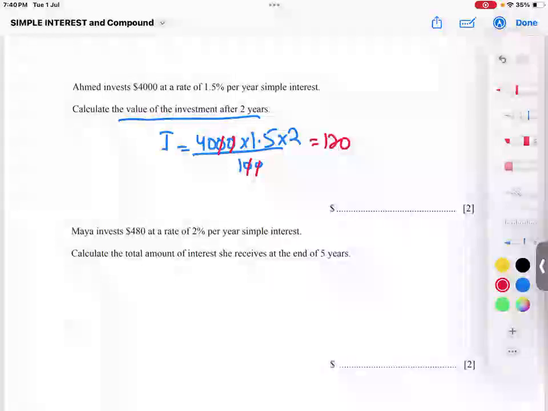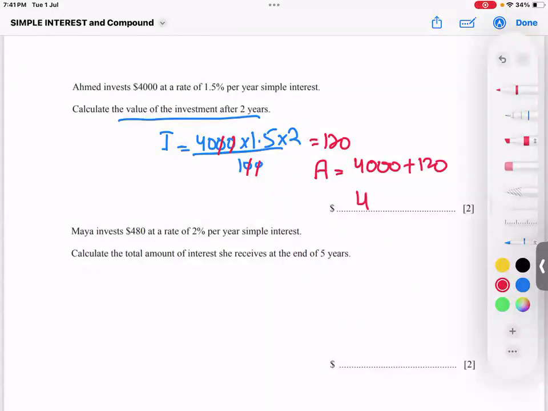And we need to find out the value of investment after 2 years. So we need to find out the amount value. To find out the amount value, we need to add the principal value to the interest. The final answer is 4,120.